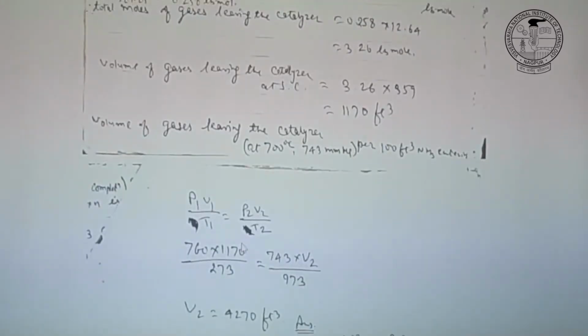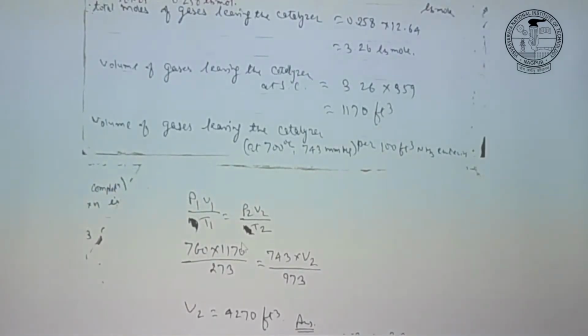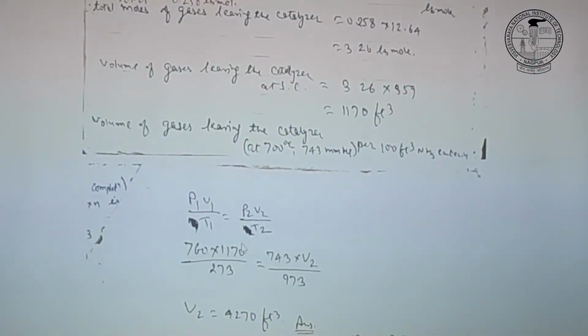Now they have asked at this particular condition, so we can convert it. Here V1 we know is 1170, and the conditions we already know: 743 pressure and 973 Kelvin temperature. So this V2 is 4270 cubic feet of volume. So we have calculated that the volume of gases leaving the catalyzer at the given conditions will be 4270 cubic feet. That will be our answer.